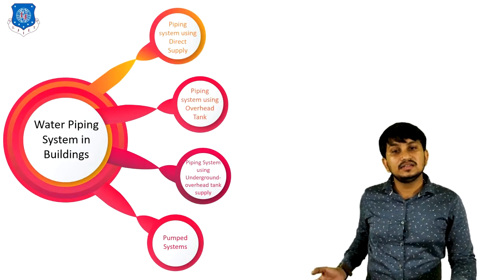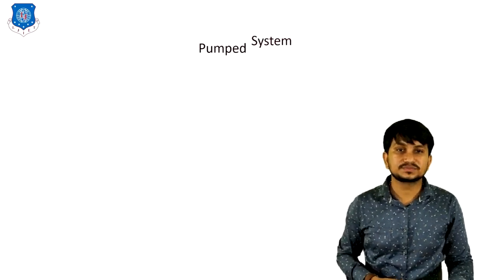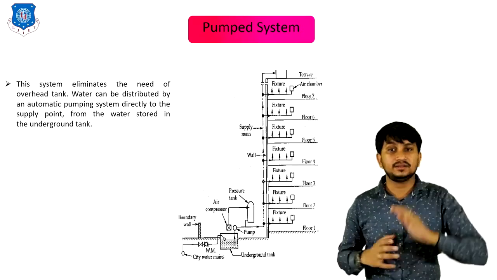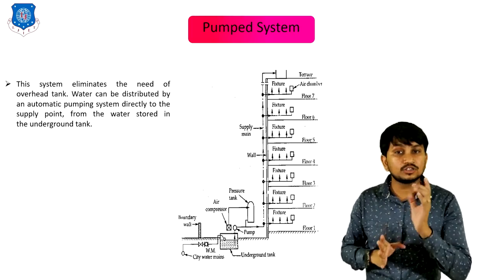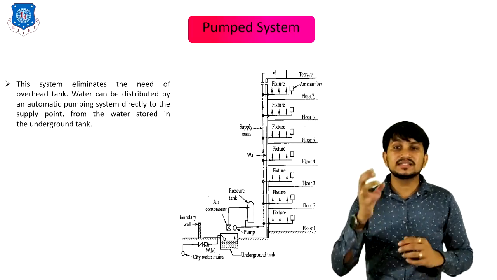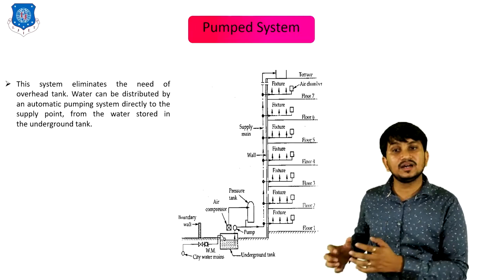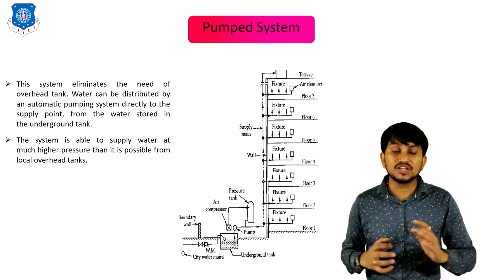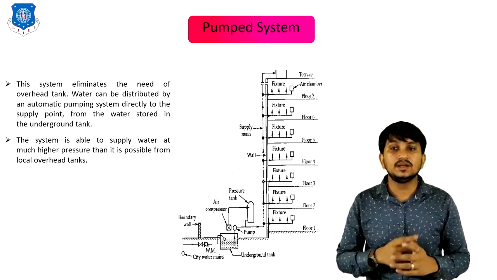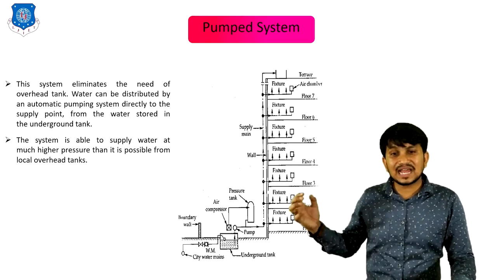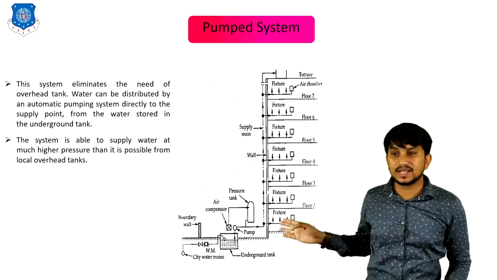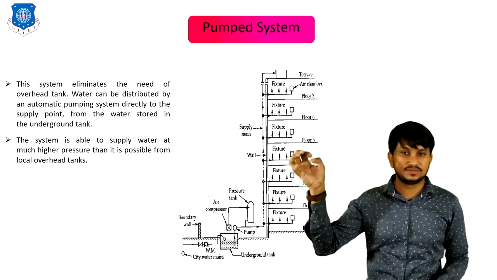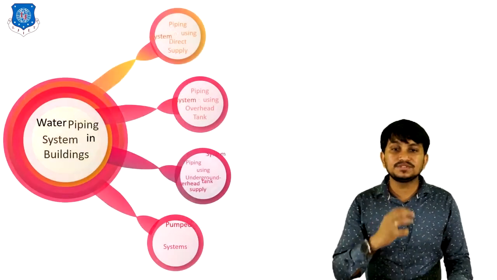Now, last is pump system. This system eliminates the need of overhead tank. Water can be distributed by an automatic pumping system directly to the supply joint from the water stored in the underground tank. The system is able to supply water at much higher pressure than it is possible from local overhead tanks. In this type of system, one pressure tank is attached near the underground water tank which pressurizes the water to all connections. That's all about the pump type of system.